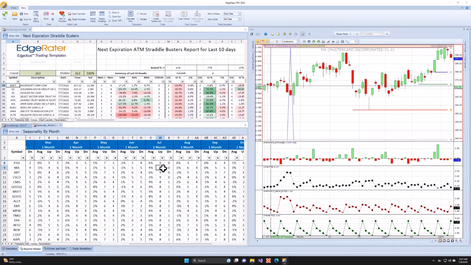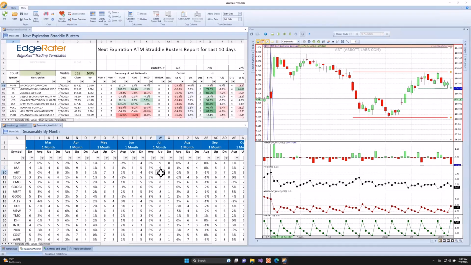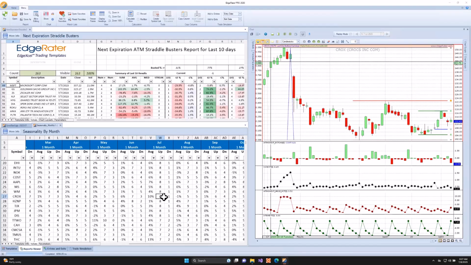Okay, and as we go down through the list, MasterCard here on average goes higher by 4%. Abbott Labs goes higher by 4%. So these are stocks that over the past 10 years have had a seasonality about them for July. You can couple that with other trading techniques for looking for breakouts, breakdowns, whatever you're looking for in your trading plan. You can just add this as an extra piece of information to help you decide on trades if you're looking for tiebreakers, essentially.